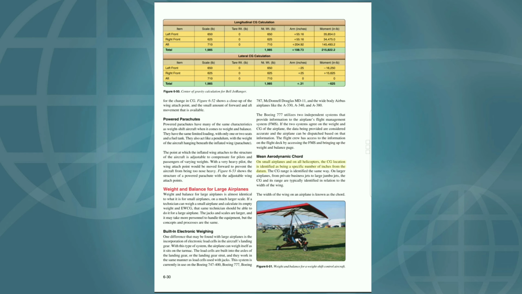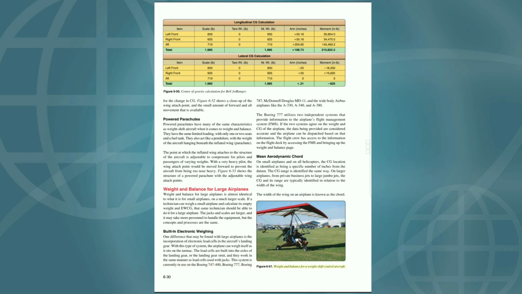Mean aerodynamic chord. On small airplanes and on all helicopters, the CG location is identified as being a specific number of inches from the datum. The CG range is identified the same way. On larger airplanes, from private business jets to large jumbo jets, the CG and its range are typically identified in relation to the width of the wing. The width of the wing on an airplane is known as the chord.